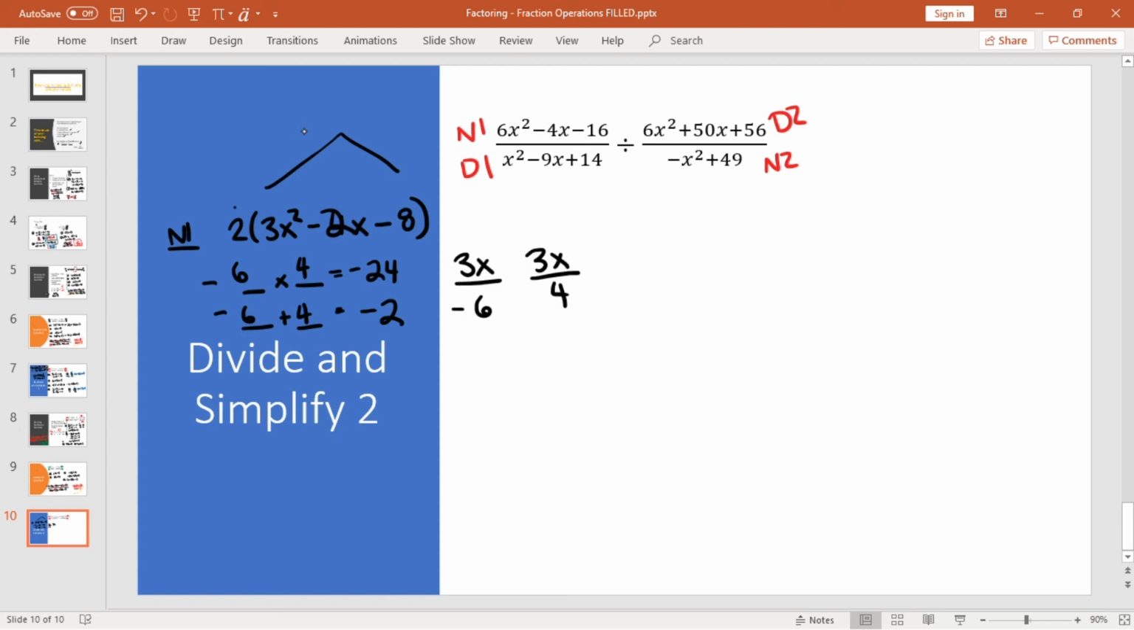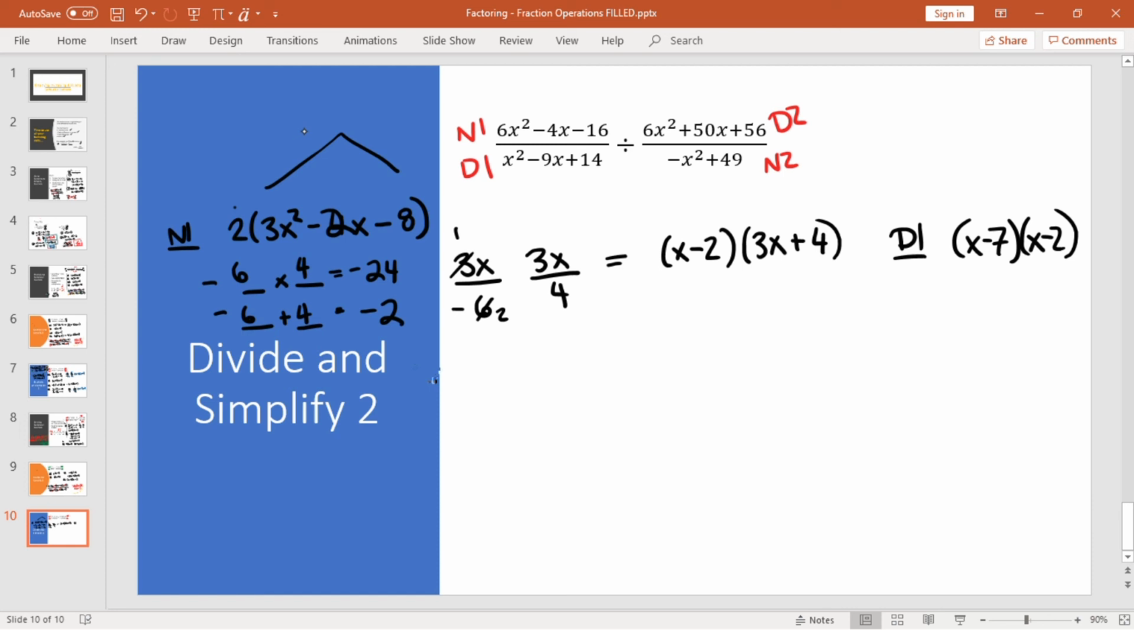Cancel if you can. Second fraction, no. First fraction, this could be equivalent to this. And so for N1, we get x minus 2 onto 3x plus 4. Okay, D1. Oof. That one's easy, so I'm going to put it here and hope I find it later. Okay, I need to multiply to 14 and combine to negative 9, x minus 7 onto x minus 2. All right, N2, also not terrible, gets to go here.